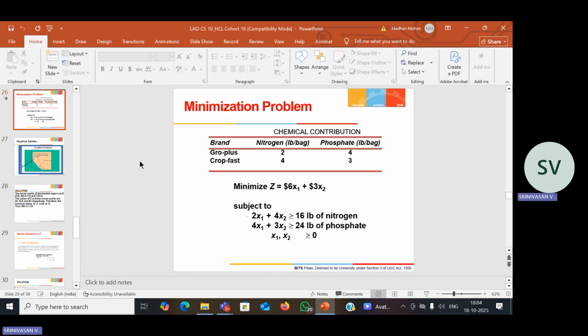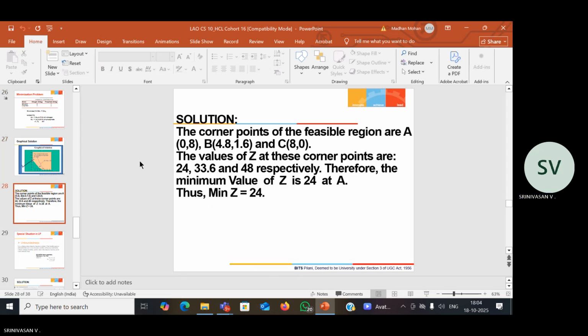6x1 plus 3x2. Okay. 6x1 plus 3x2: 3 into 8, 24. Then 6 into 4.8, 28.8. Then 3 into 1.6, 4.8. So you get 33.6. Then 6 into 8 plus 3 into 0, 48. So of the three values, which is the least? 24. Therefore, the minimum value of Z is 24 at the point A.